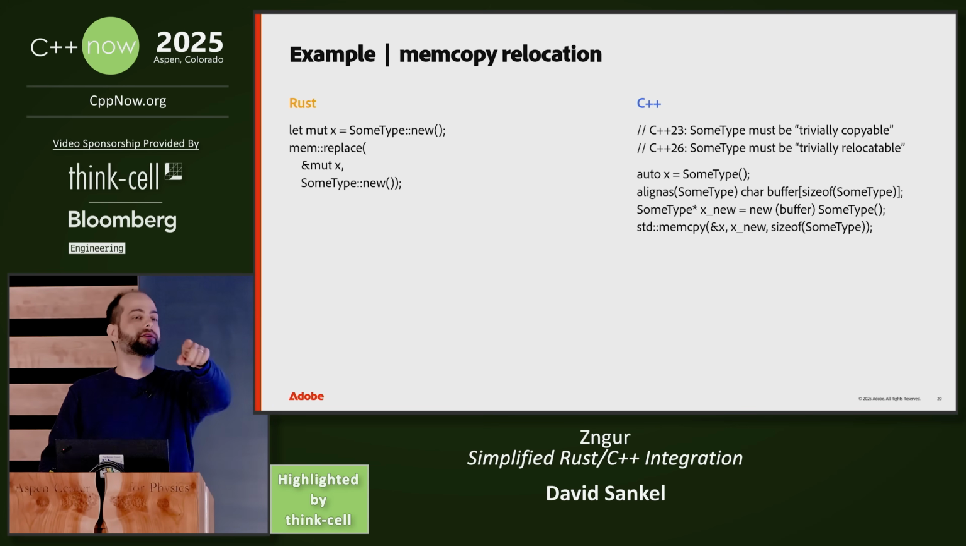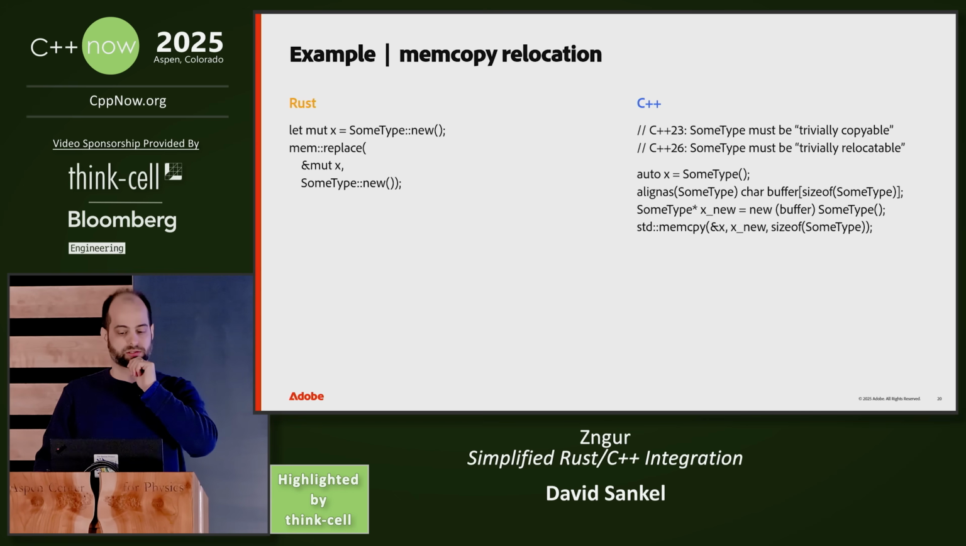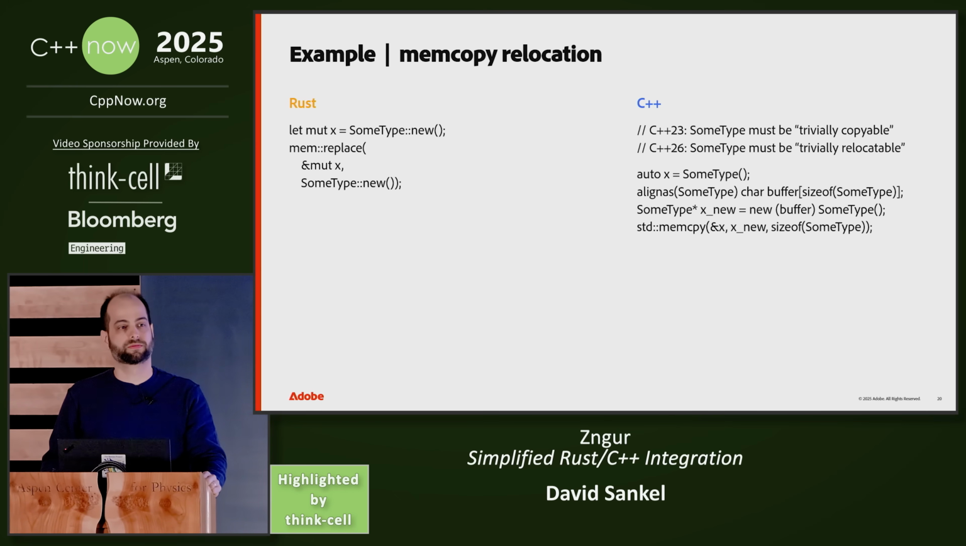Yeah. In the Rust code, is there a constraint on that mem::replace function for an equivalent to trivial copyability? No. So this will work for any Rust type safely. Safely? Really? Wow. Yep.